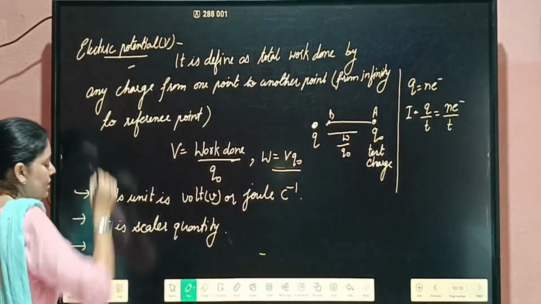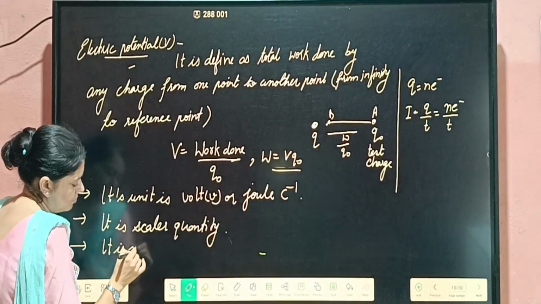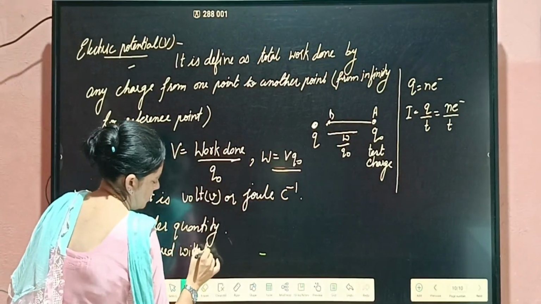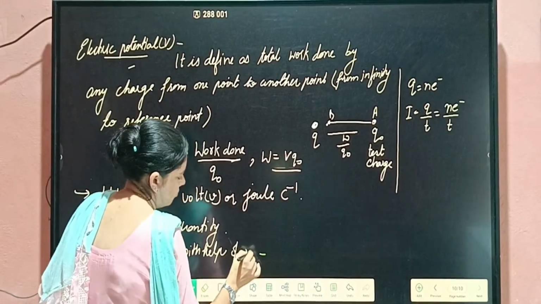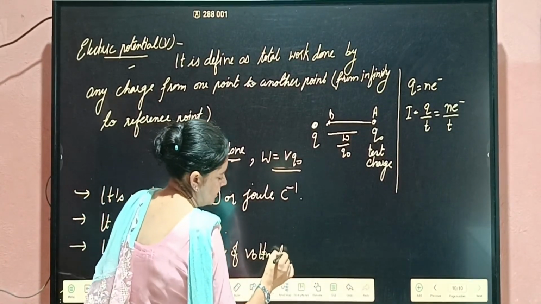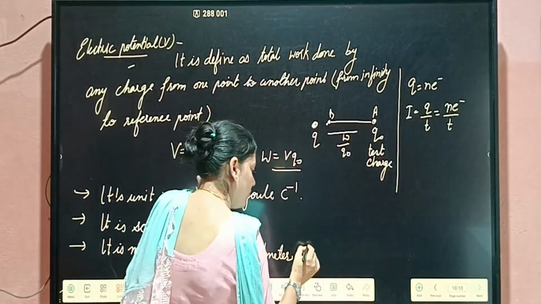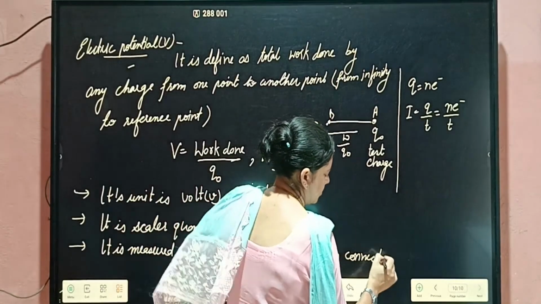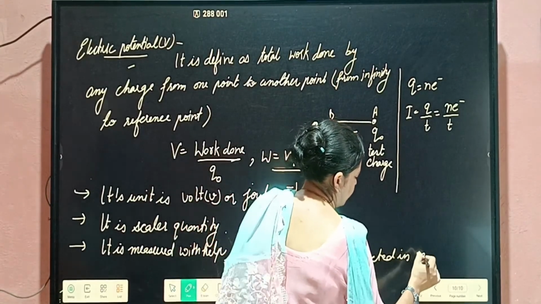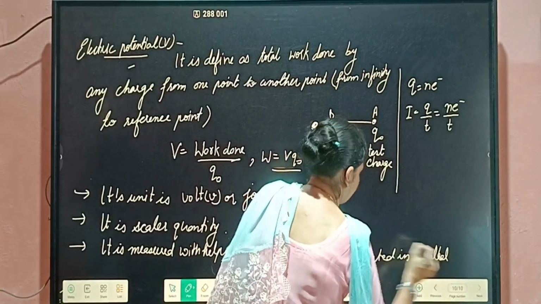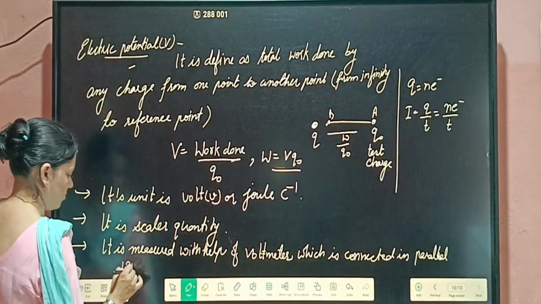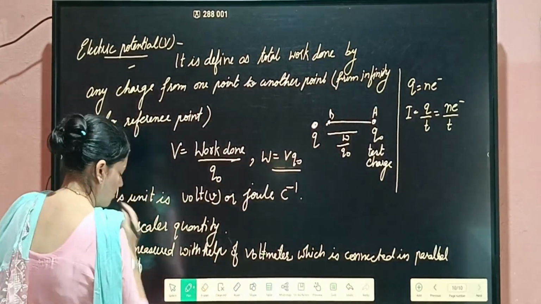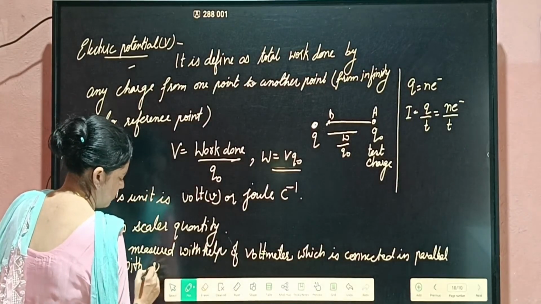Okay, how we can measure this one? It is measured with the help of a device, that is voltmeter, which is connected in parallel. It is connected in parallel with the resistance.